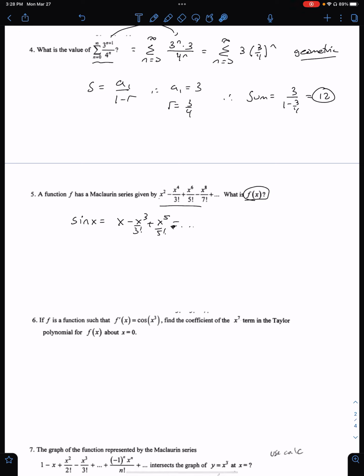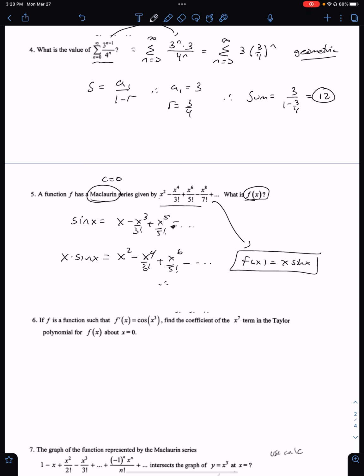Instead of x, we get x squared. x cubed becomes x to the 4th. So therefore, if I multiply this by x, sine of x, it's like our Maclaurin, because again, it's Maclaurin, so I'm thinking my shortcuts. This becomes x squared minus x to the 4th over 3 factorial plus x to the 6th over 5 factorial minus dot dot dot. So therefore, this series right here, f of x, is just x times sine of x. And there we have that.